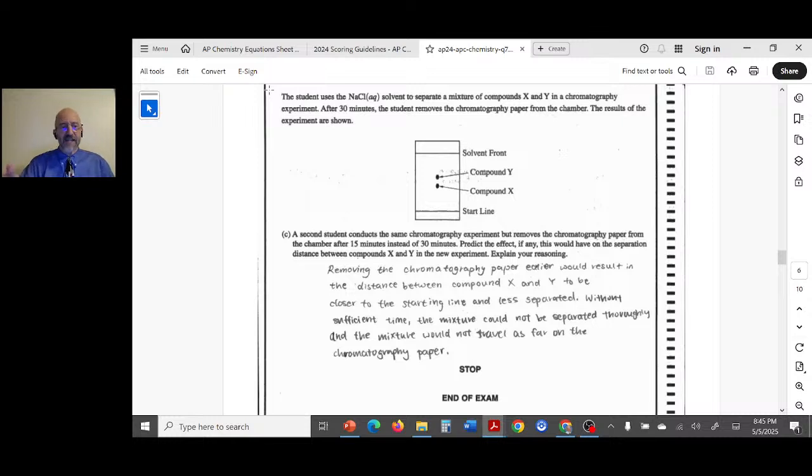If you never actually said the separation would be smaller and you jumped straight to because, make sure that you actually answered the question that's being asked and then go ahead and provide the justification. Sometimes students will skip to the justification and forget to say increase or decrease or something like that.